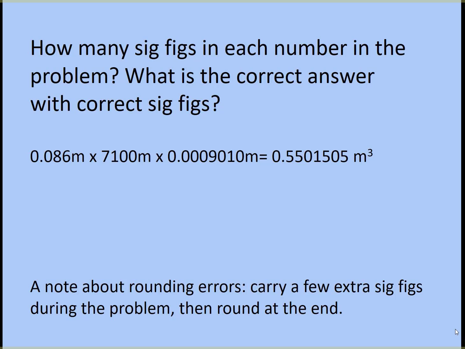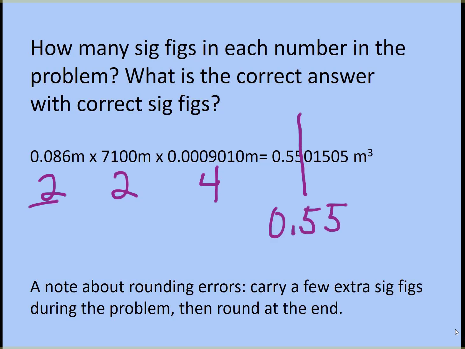Okay, this first number has 2 sig figs. The second number also has 2, and this last one has 4. So you're going to go with the lowest amount, which would be the 2. So I'm going to cut it off right here. 1, 2. That 0 is just a placeholder, and that will be my answer.